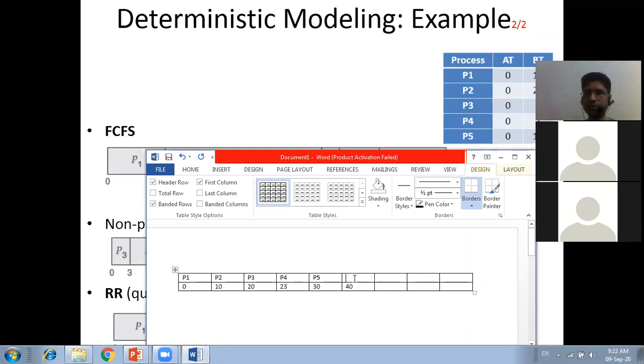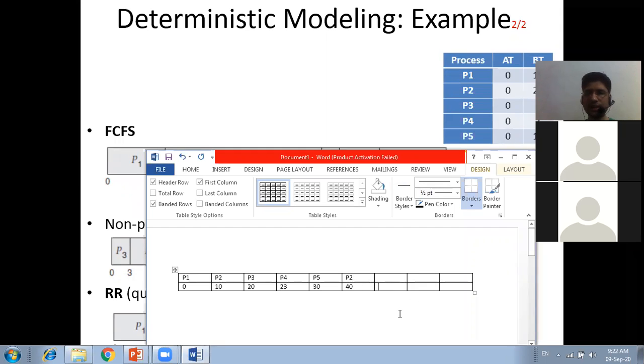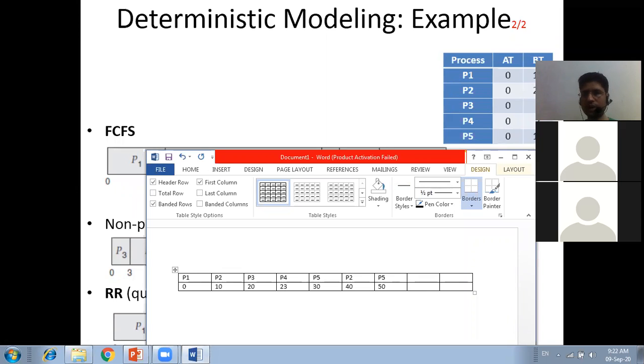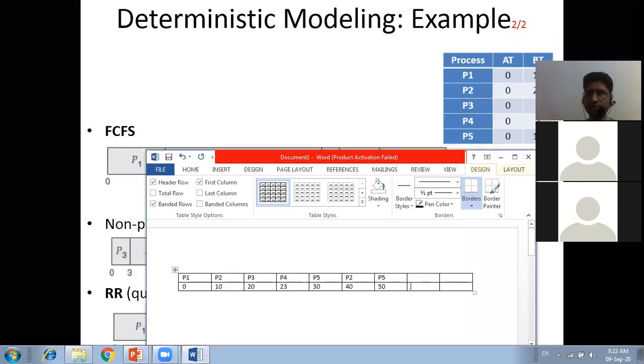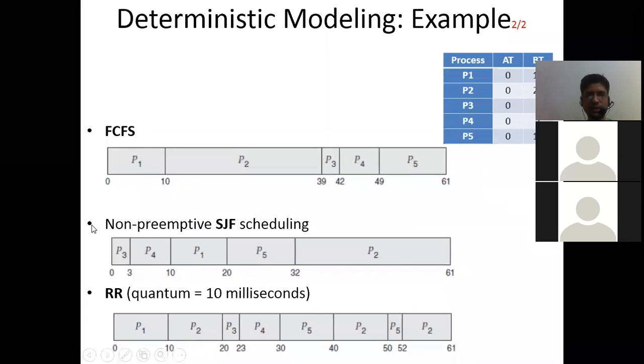And then we have to move on to P2. 10 has been subtracted, 29 minus 10, that is 19. So we have to give 10 more, then 50. Then P3 and P4 have finished. Now go for P5, 12 minus 10, that is 2. And the remaining time of P2 was 29 minus 20, remaining 9. So 52 plus 9, we have 61. So let's match with the Gantt chart I have in the PPT. P1 and then P2.